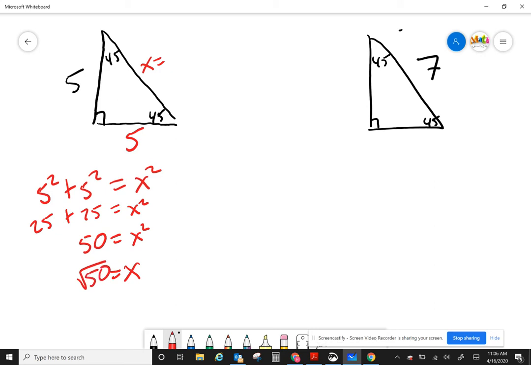Now we learned how to simplify radicals. Right? Radical 50, I'm going to split it as two radicals. One of them must be a perfect square. So two numbers that multiplied equal 50, I'm thinking 25 times 2. So that gives me 5 radical 2. So x equals 5 radical 2.